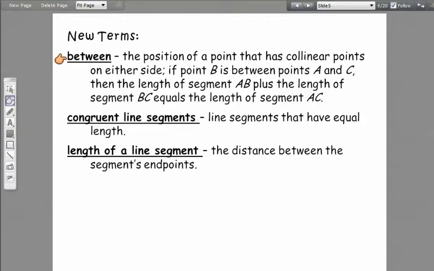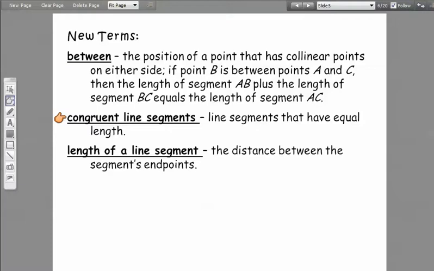Some new terms we're going to cover are the word between, and that is the position of a point that has collinear points. That means all points are on the same line. See, the position of a point that has collinear points on either side. If point B is between A and C, then the length of segment AB plus the length of segment BC equals the length of segment AC. I read something wrong there, but y'all read through it.